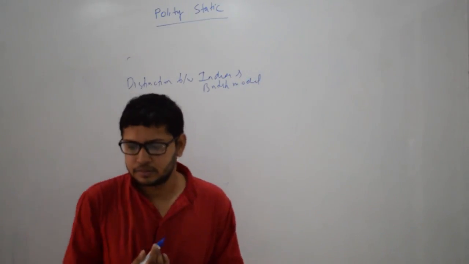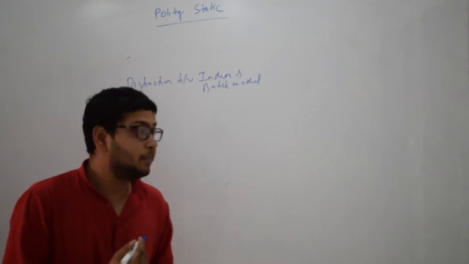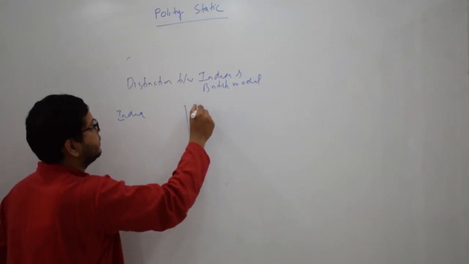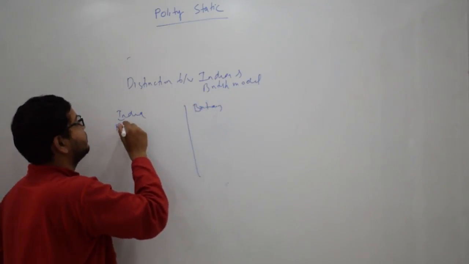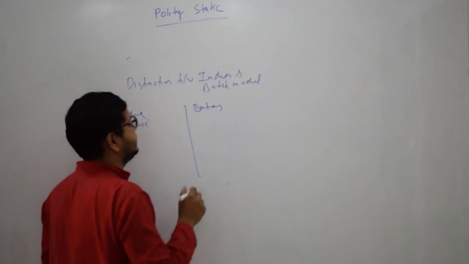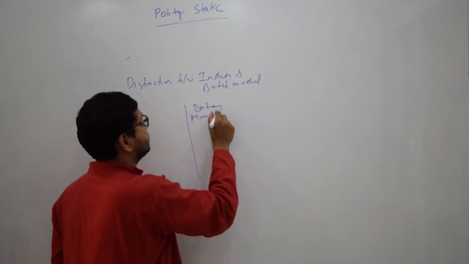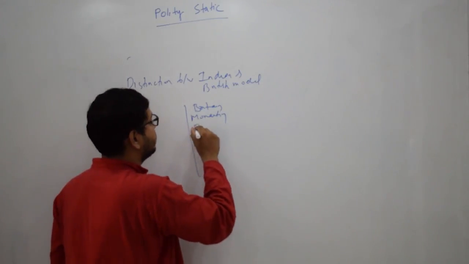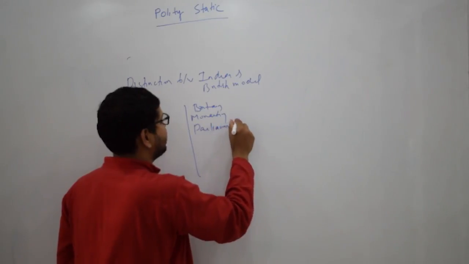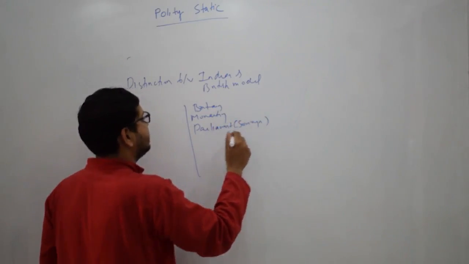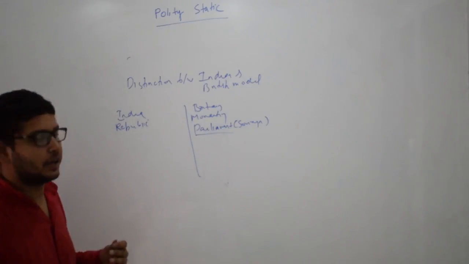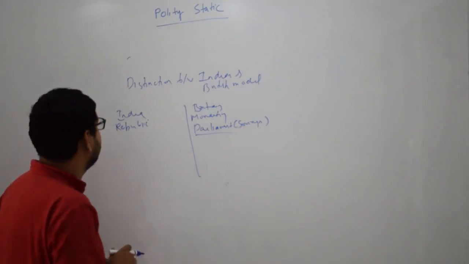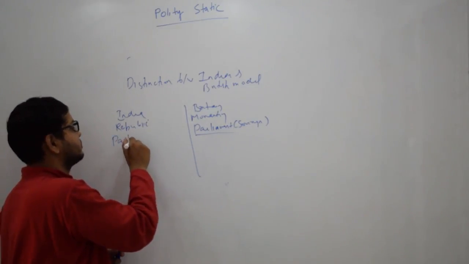So the Indian model. India is a republic. Compare India and Britain. India is a republic, while Britain is a monarchy. Secondly, in Britain, the parliament is sovereign, which means that the judiciary cannot declare any law passed by parliament as unconstitutional because of the unwritten constitution. In India, parliament is not sovereign.